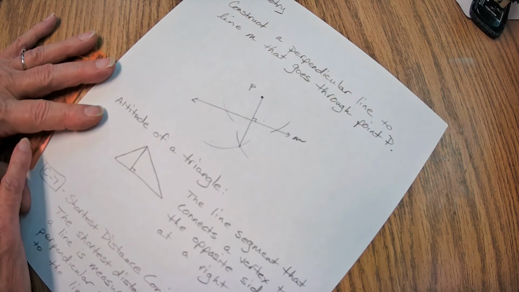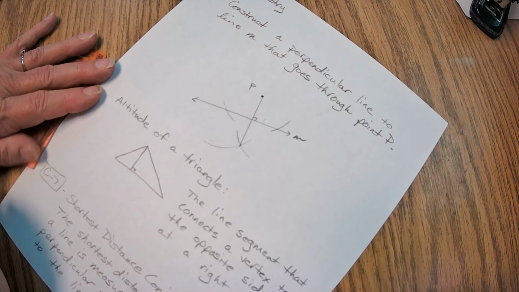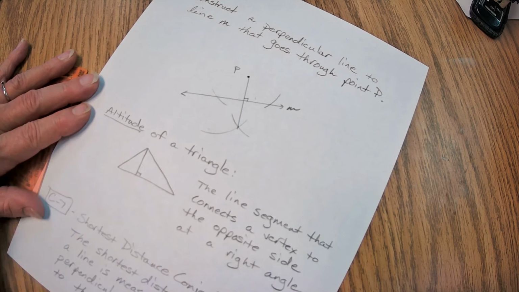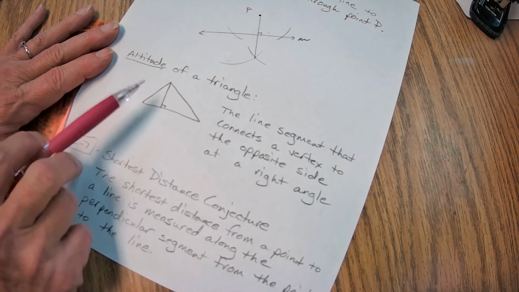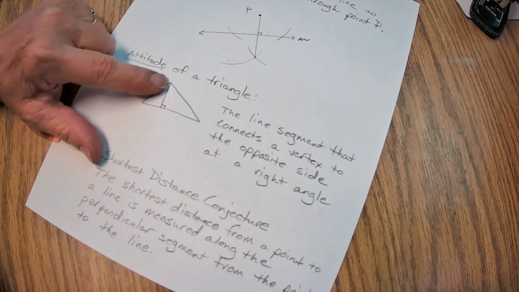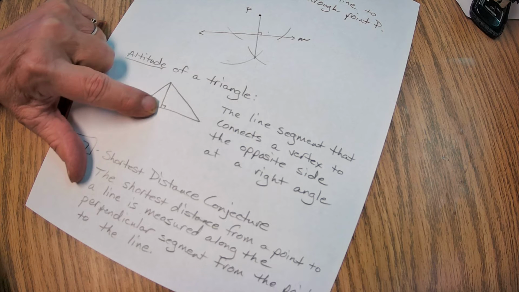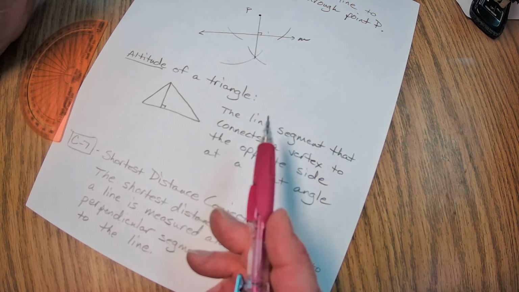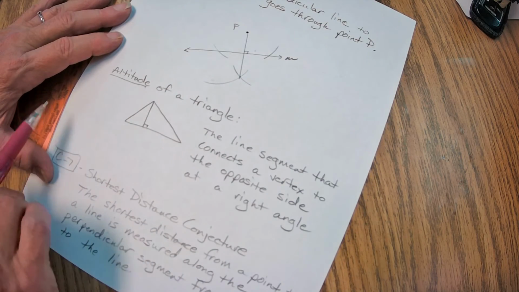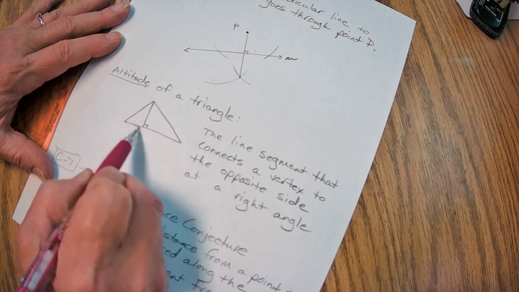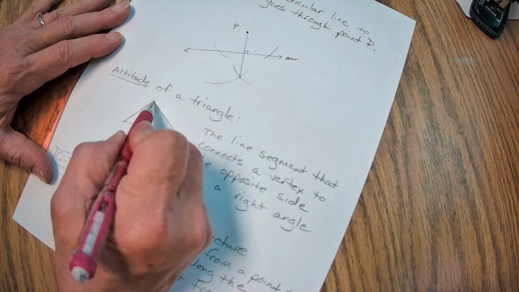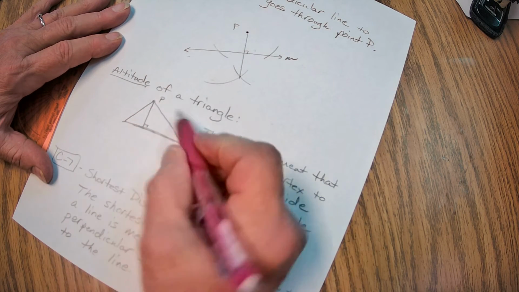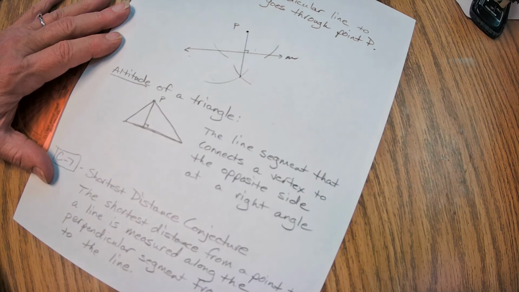Okay, you're going to need to know how to do this one, because you're going to be finding altitudes of a triangle. The altitude of a triangle is the line segment that connects a vertex to the opposite side at a right angle. Okay, so if you look at the construction that we just did, this is the line that we go to, and this would be like point P. This is the point that we had to go through.